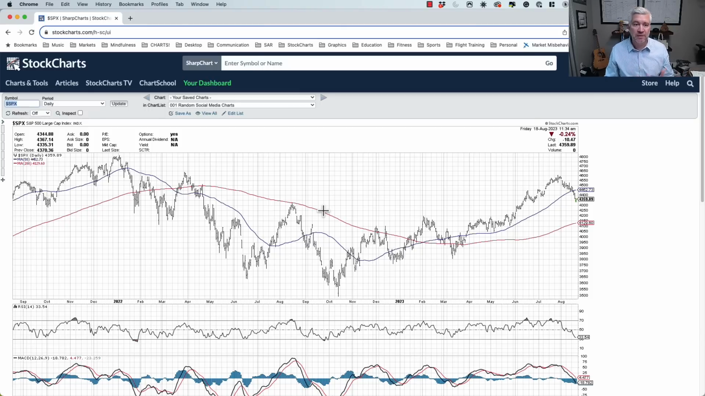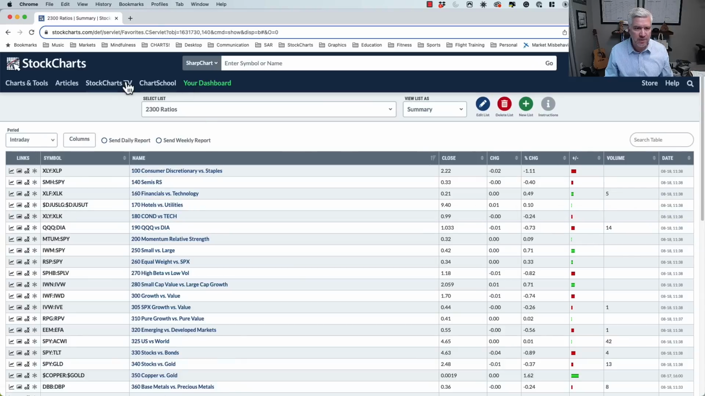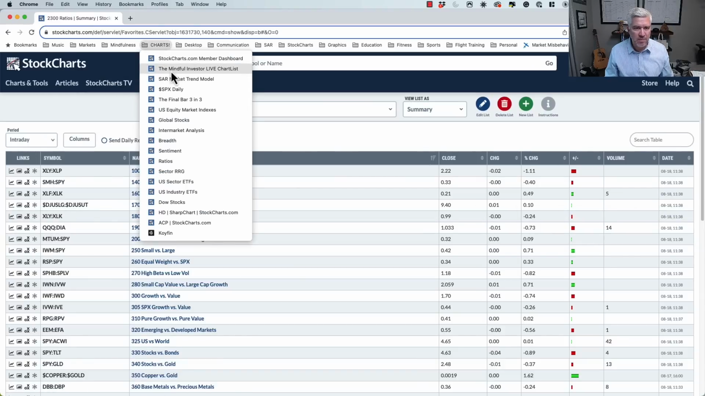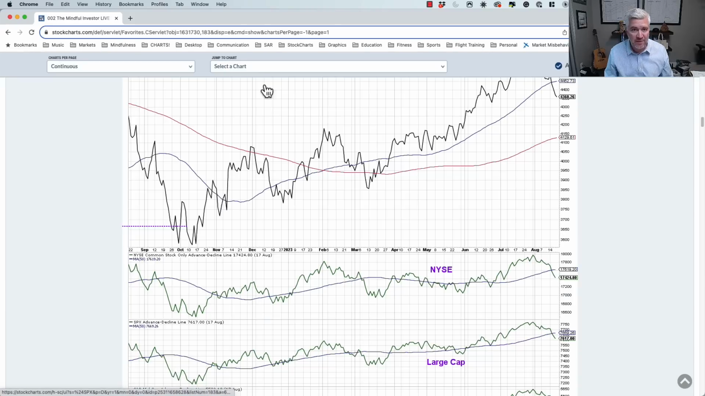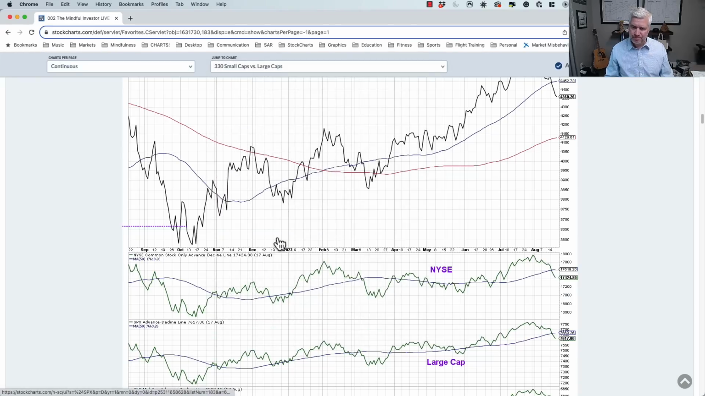But let me explain a little bit about what small caps really represent. And I'm looking at actually a chart. Actually, hold on. I'm looking in my Mindful Investor Live chart list. I have a chart that looks at small caps versus large caps. That's a good play. Here we go.